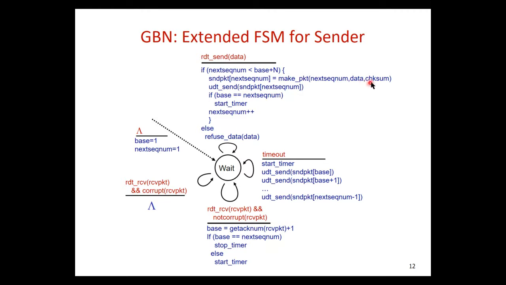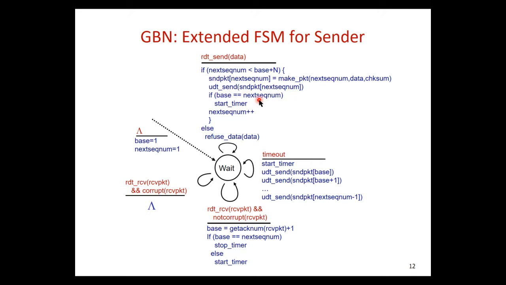This is the data, and attach a checksum. Okay, so it makes the packet, and then this will be the send. So it will send the packet with that next sequence number. Okay, send it over the unreliable channel.